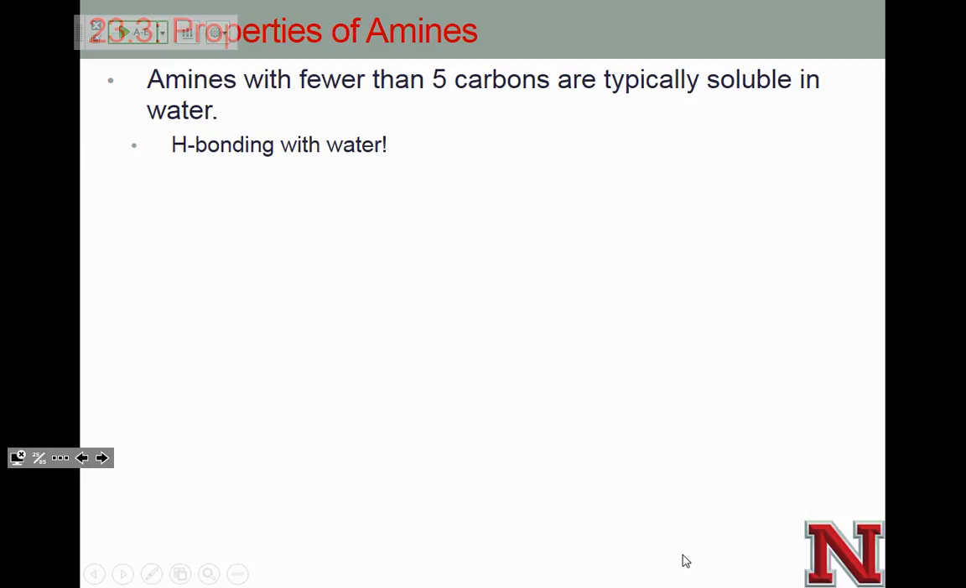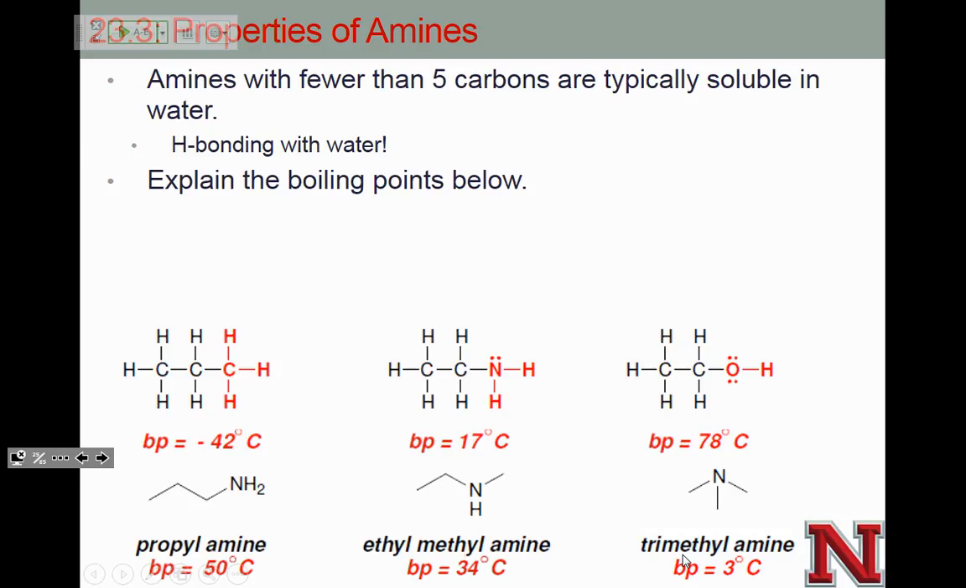Solubility, if we have fewer than 5 total carbons, our amines are typically soluble. Our primary amines are a lot more soluble, and secondary amines are a little bit less, because primary amines have 2 hydrogens, so that's 2 proton donors, and then our lone pair is a proton acceptor. So as far as boiling point and solubility, our primary amines are more soluble and they have those higher boiling points because of the hydrogen bonding capabilities.